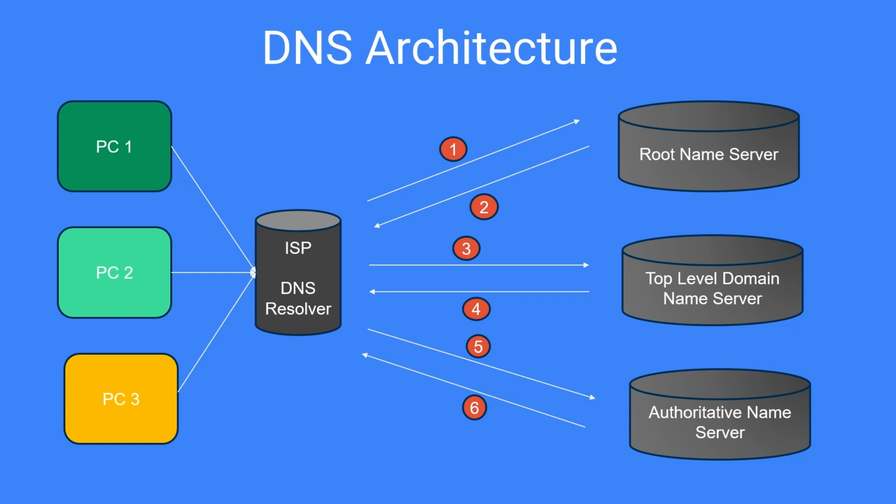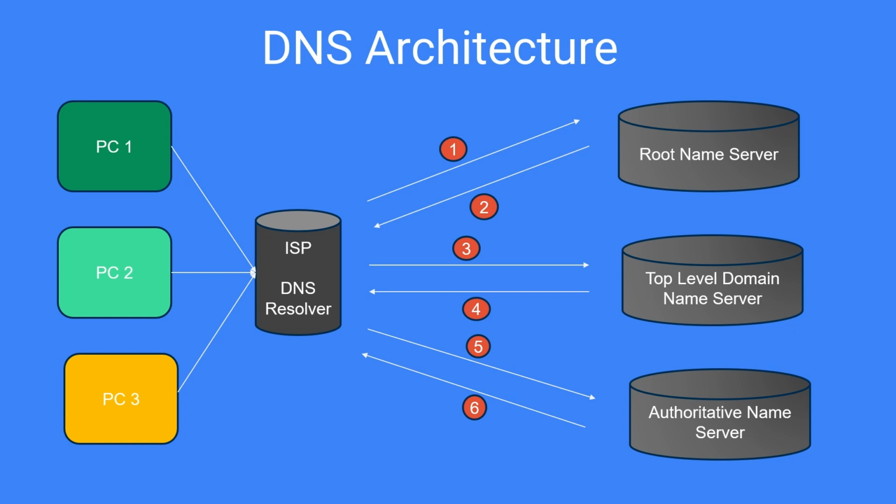So if all these three different users are raising requests to three different websites, in this case PC1 is reaching out to cnn.com, PC2 is reaching out to facebook.com, and PC3 is reaching out to instagram.com.